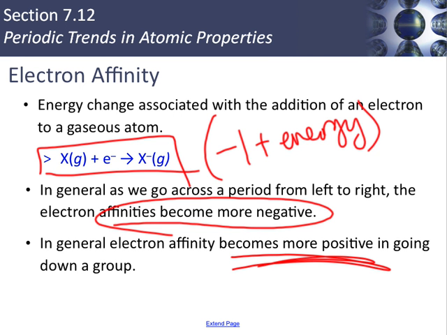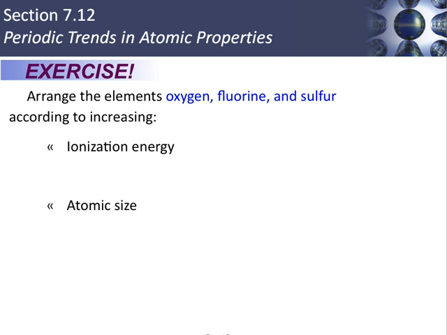All right? So let's put all our wonderful knowledge into practice for this problem. Arrange the elements oxygen, fluorine, and sulfur according to increasing ionization energy. Which has the lowest ionization energy? Level takes precedence. Sulfur, oxygen, fluorine. Nice. Atomic size.